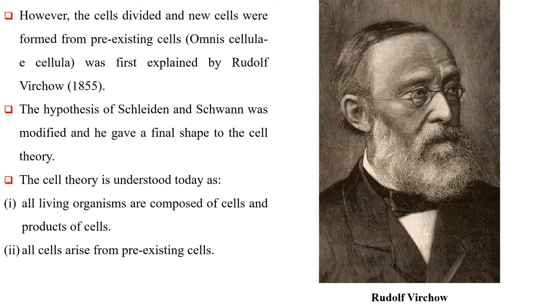That cells divided and new cells were formed from pre-existing cells was first explained by Rudolf Virchow. The hypothesis of Schleiden and Schwann was modified and he gave a final shape to the cell theory. The cell theory is understood today as: all living organisms are composed of cells and products of cells. All cells arise from pre-existing cells.